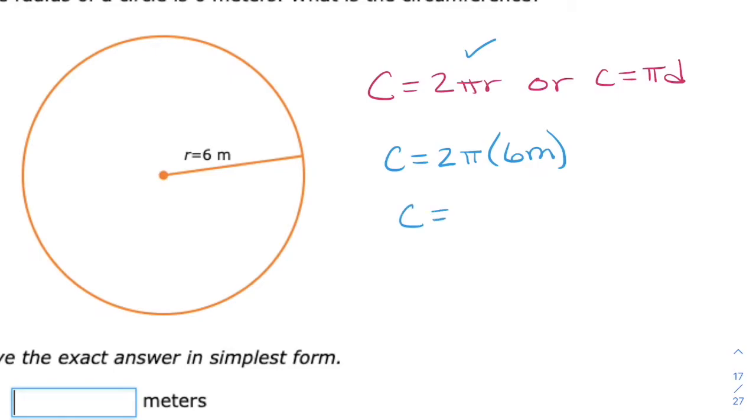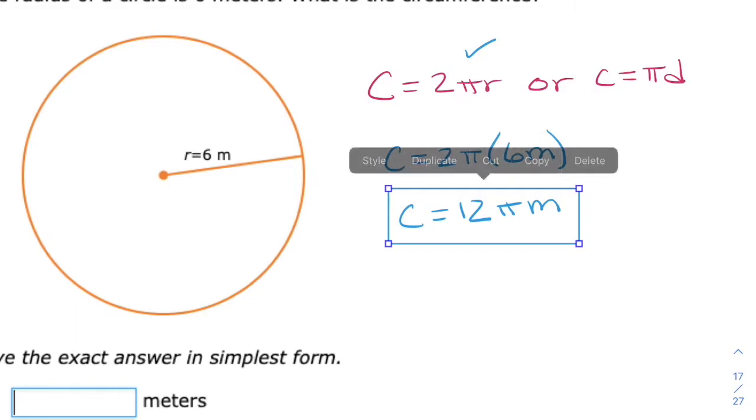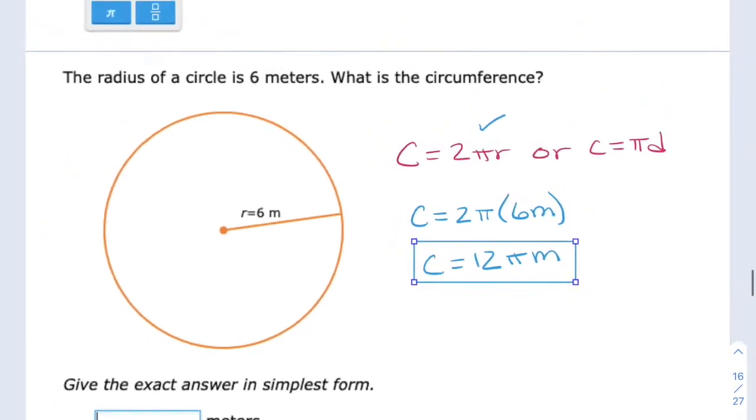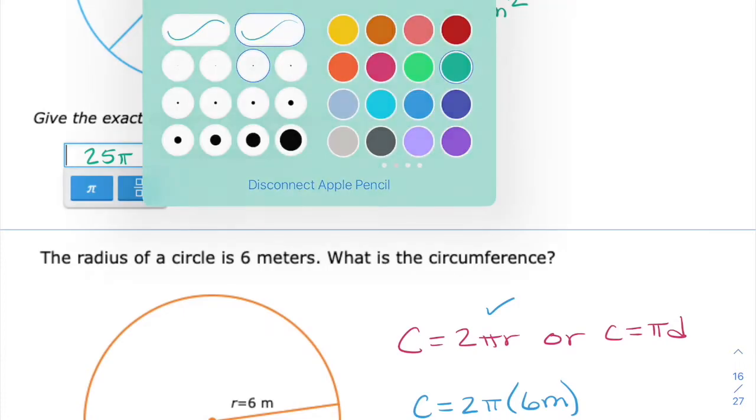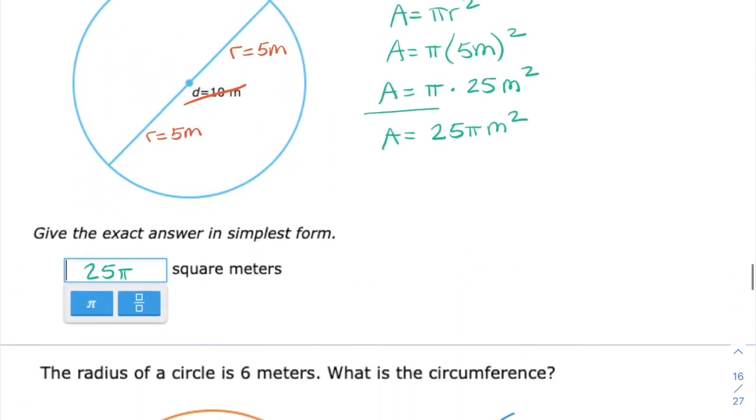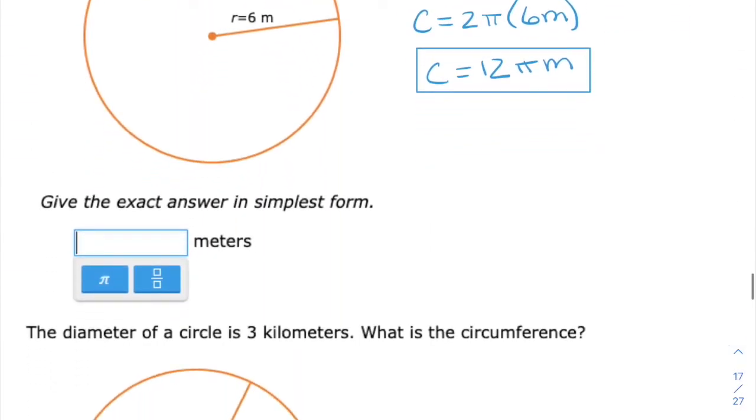So circumference equals 6 times 2 is 12 pi meters. So I'm actually done. That's my circumference. It's double the radius times pi with the unit of measure meters. All right, let me just put this in a box up here. Okay, 12 pi meters.